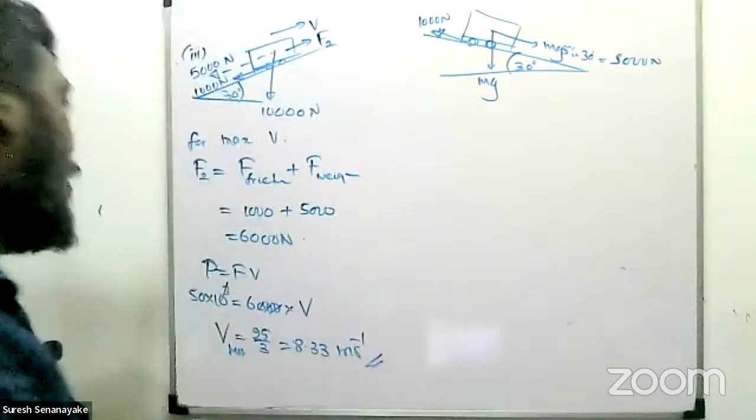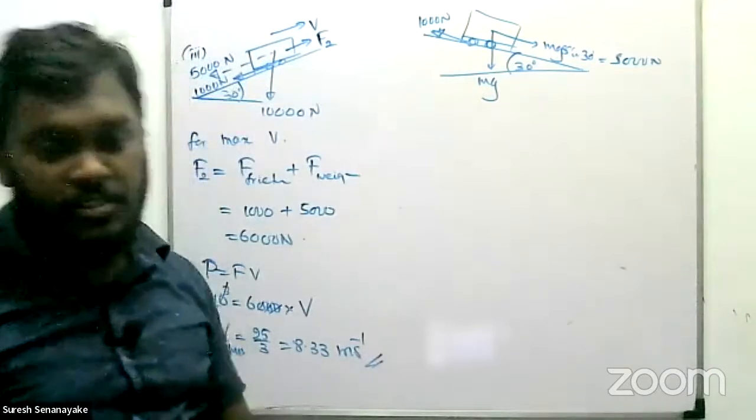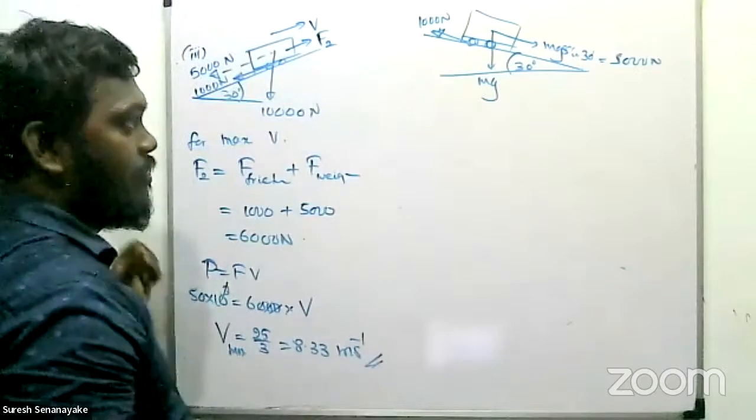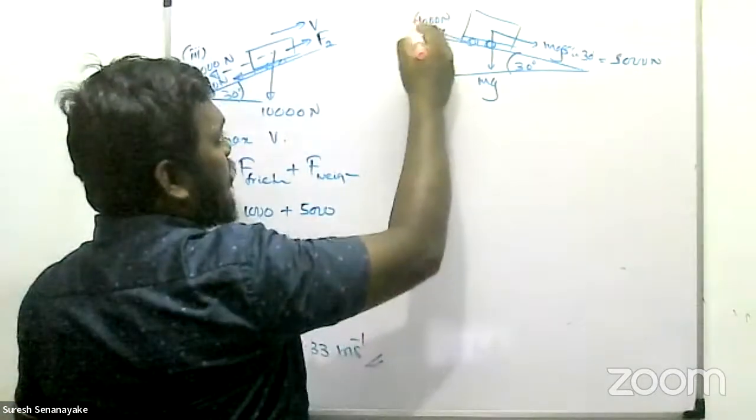When the vehicle moves down, the friction applied on it is 6000 here. Otherwise, then you can write the maximum velocity. When this is 6000, right?